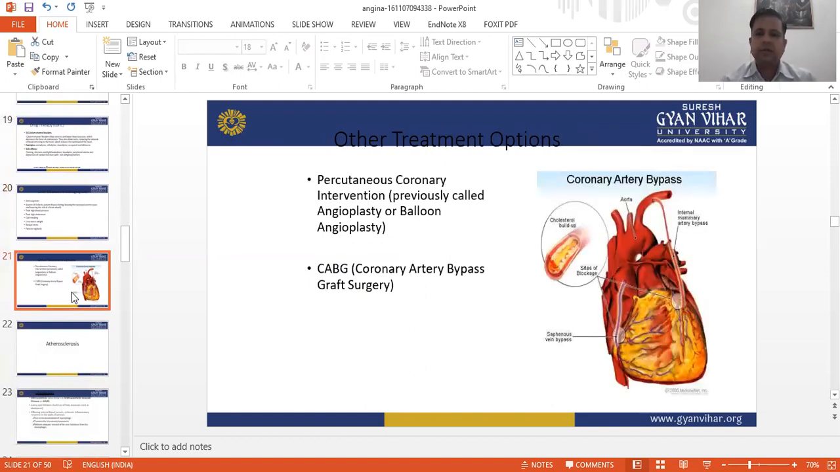Other treatment options: percutaneous coronary intervention, previously called angioplasty or balloon angioplasty, and coronary artery bypass graft surgery. You can see coronary artery bypass graft surgery in the image, where the part of the artery which is blocked is cut out and it is attached to another part of the artery.